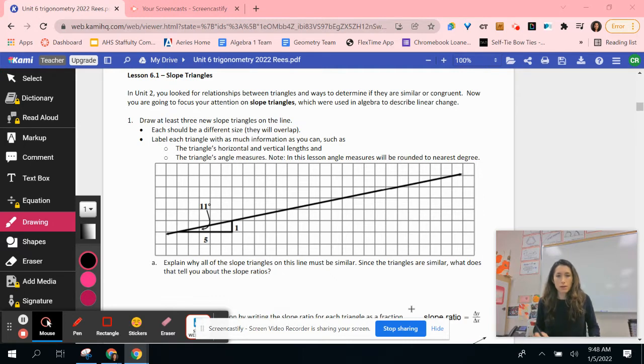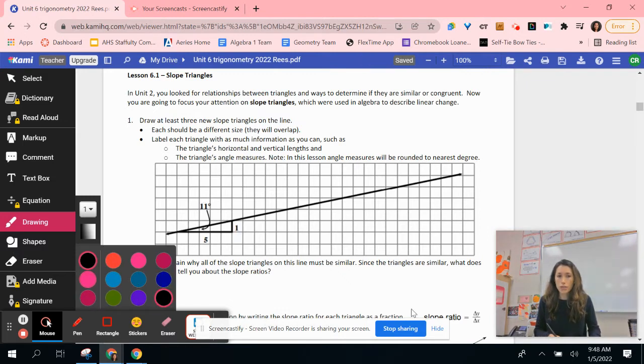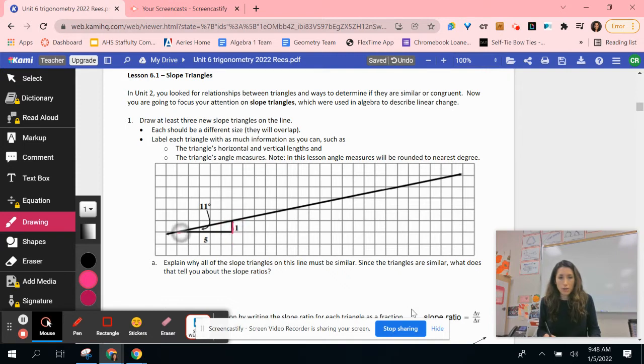So if you notice here, we have this triangle on our diagram. We call that a slope triangle. So remember, slope is like our change in y over change in x, vertical change over horizontal change. So the slope of this line, we could see, is a vertical change of 1, a horizontal change of 5.